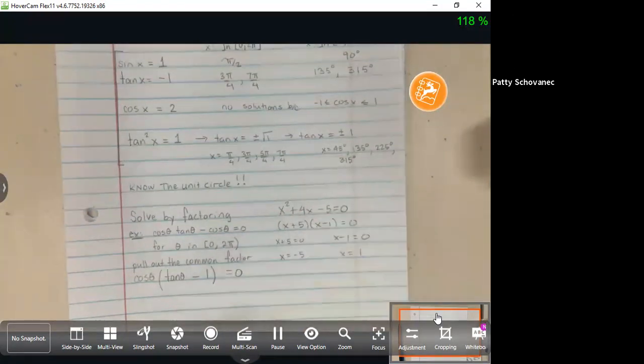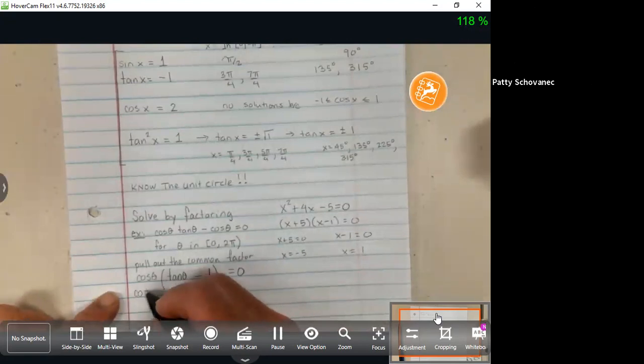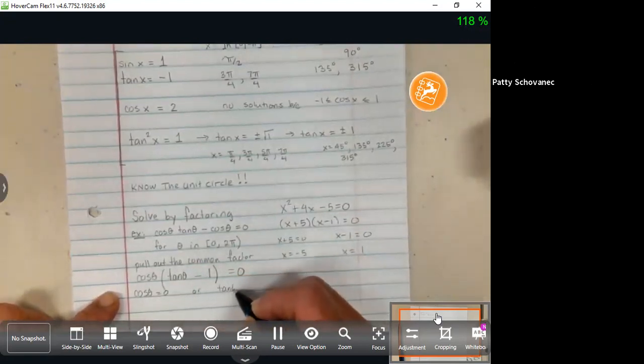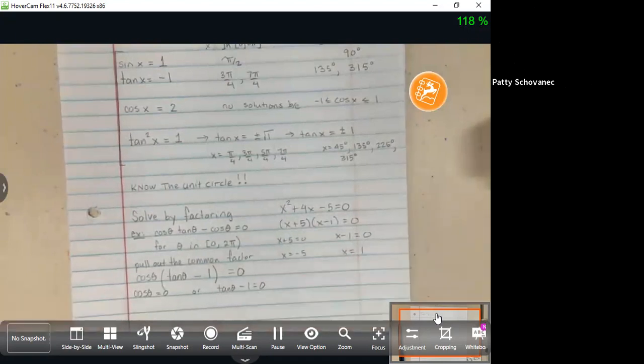And just like up here, the product of two terms is 0 only when either of the two factors is 0. So now we write the equation: cosine of theta is 0, or the tangent of theta minus 1 is 0.